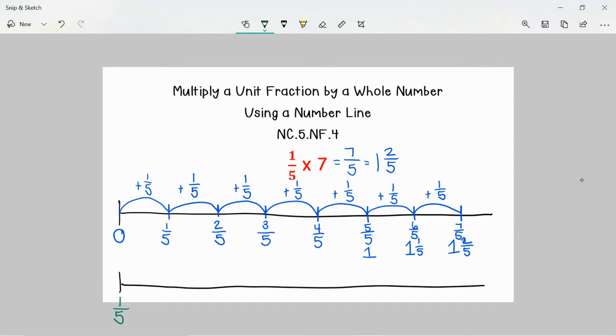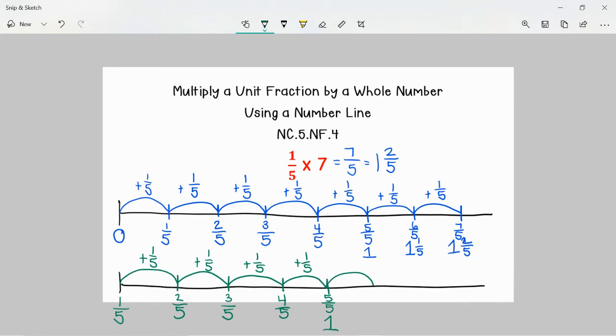So from here, we would add 1/5, and that would be 2/5. Then another 5th would be 3/5. Another 5th would be 4/5. Another 5th would be 5/5, or one whole. Another 5th would be 6/5, or 1 and 1/5.